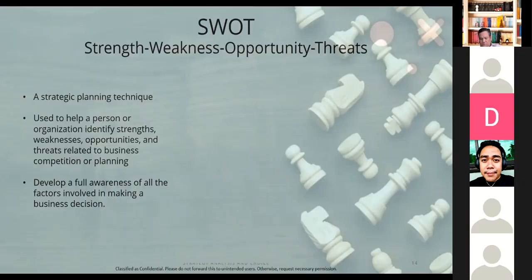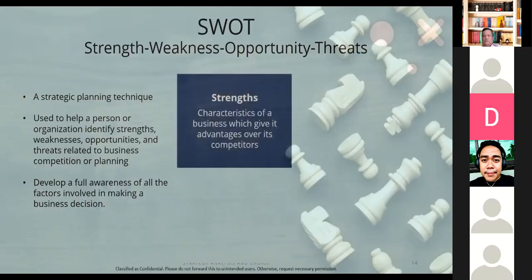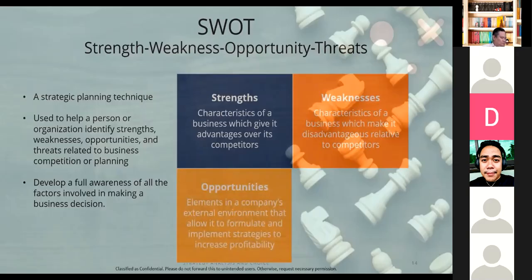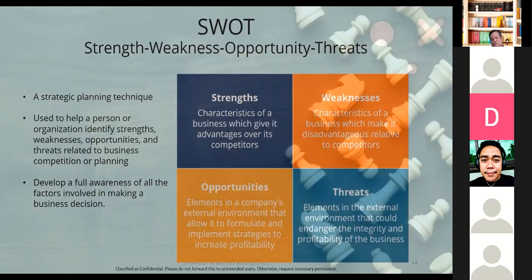Strength is a characteristic of a business which gives it advantages over its competitors. Weaknesses are characteristics of a business which make it disadvantageous relative to competitors. Opportunities are elements in a company's external environment that allow it to formulate and implement strategies to increase profitability, while threats are elements in the external environment that could endanger the integrity and profitability of the business.